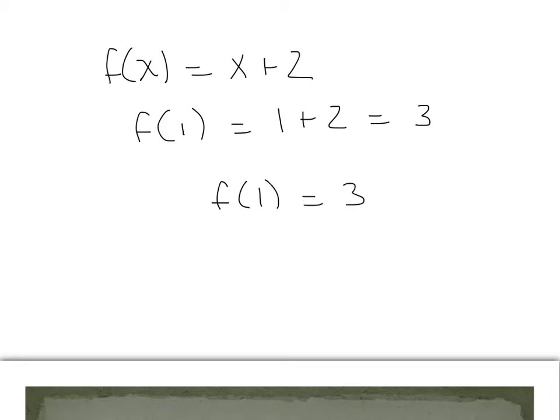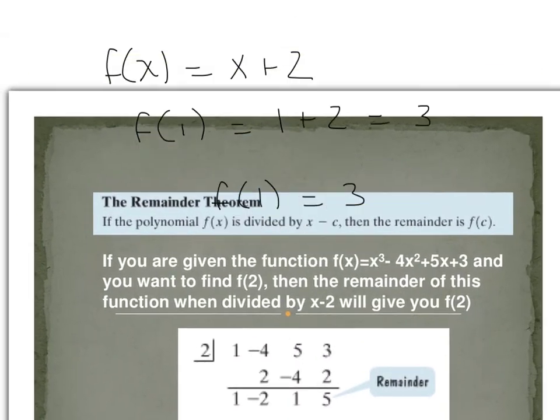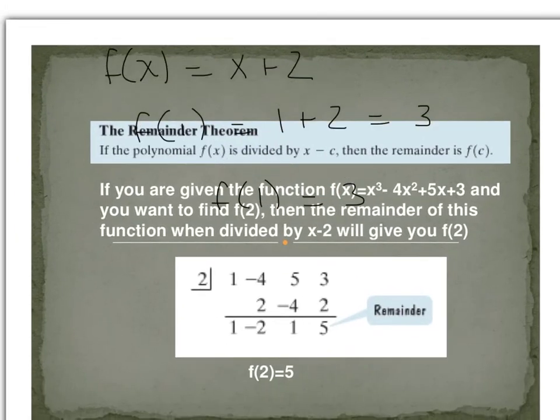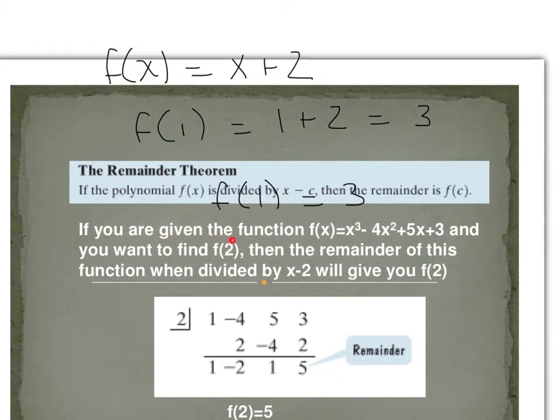Everyone agree? What the remainder theorem here is saying is if the polynomial f of x is divided by x minus c, then the remainder is the solution. Okay? So if you are given the function and you want to find f of 2, then the remainder of the function is the answer. So 5 is f of 2. So if I were to plug in 2 in here, here, and here, I would end up with 5, and that's what this is saying. Okay, let me show you an example.